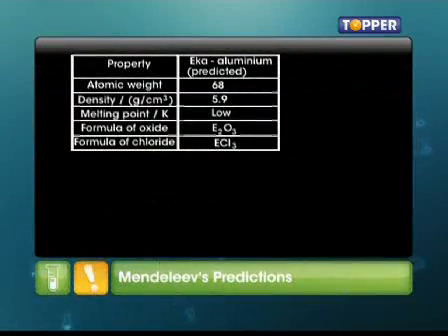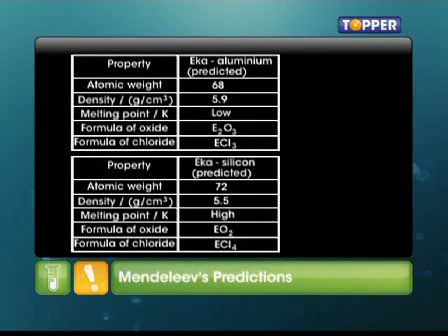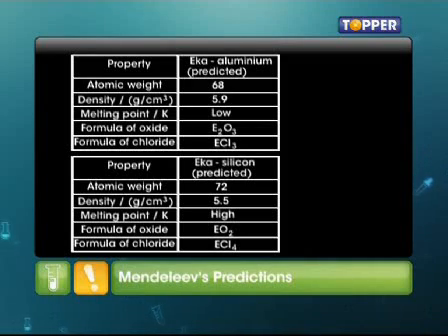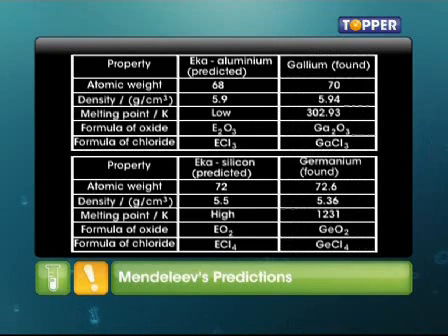By applying the periodic law, Mendeleev was able to predict the existence and properties of unknown elements, which he called Eka aluminium and Eka silicon. The elements gallium and germanium were later found to fit his predictions quite well.